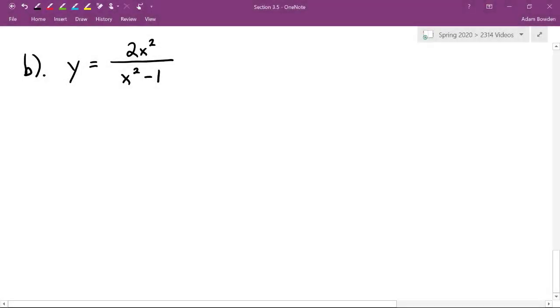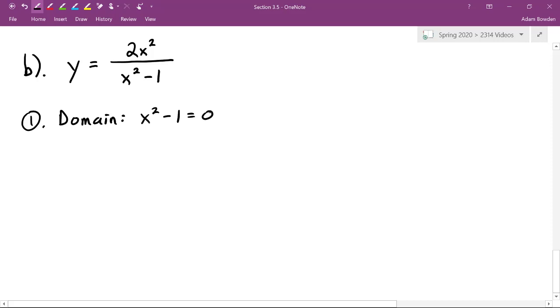Okay, now we're looking at this function y equals 2x squared over x squared minus 1. Like we were doing before, let's start out by determining the domain. Now on a function like this, the domain is particular. We have to check where the denominator is equal to 0.